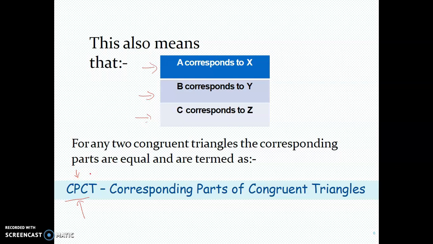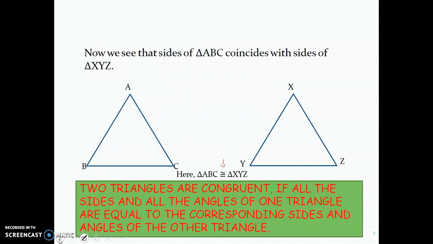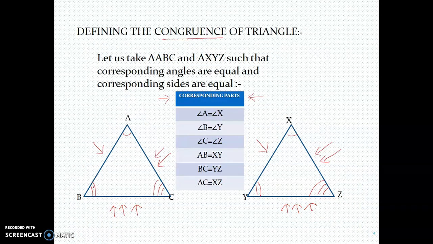I hope you have understood the meaning of congruence. What do you mean by congruence? It is a very important word. Depending upon the sides and angles, there will be different congruence criteria which we will study. Have you understood the basic meaning of congruence? Now we will proceed.